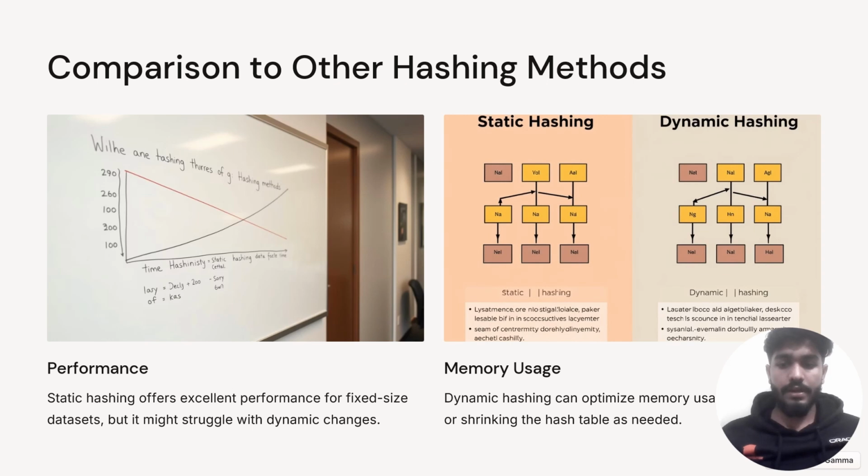Comparison to other hashing methods. Performance. Static hashing offers excellent performance for fixed size datasets, but it might struggle with dynamic changes. Memory usage. Dynamic hashing can optimize memory usage by growing and shrinking the hash table as needed.